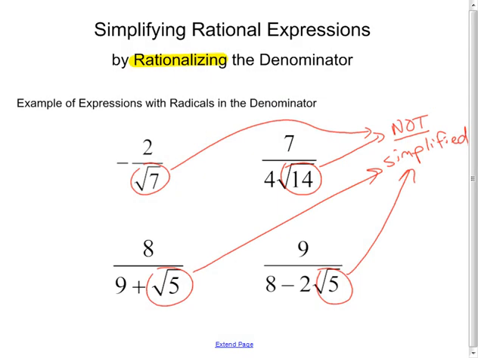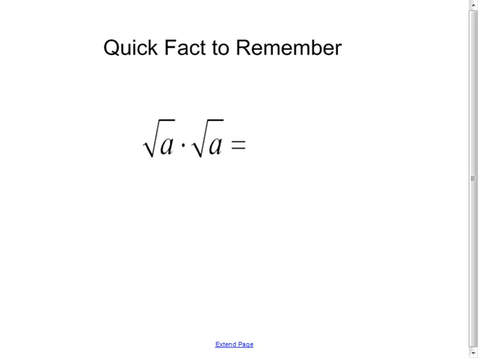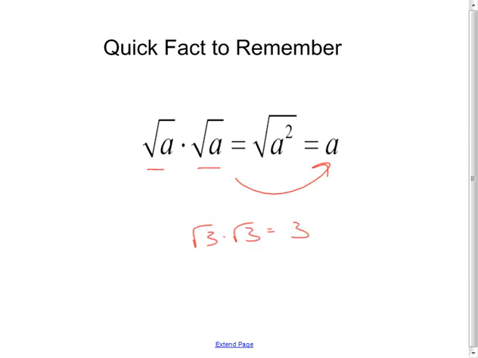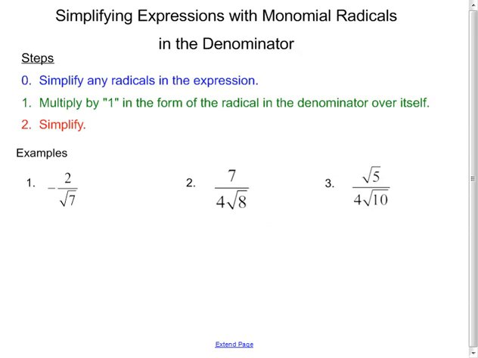Before we get going, an old rule that you should know by now and that comes up a lot in this video is root a times root a is equal to root a squared, and that in fact simplifies to a. So basically when we have a root times itself, you just get the radicand, which is the expression under the radical sign. Something as simple as root 3 times root 3 is equal to root 9, which is 3.